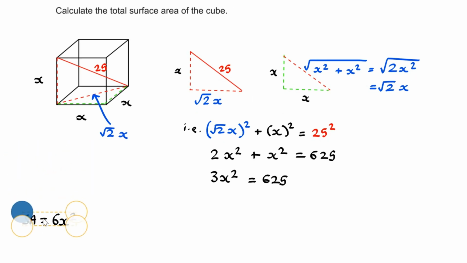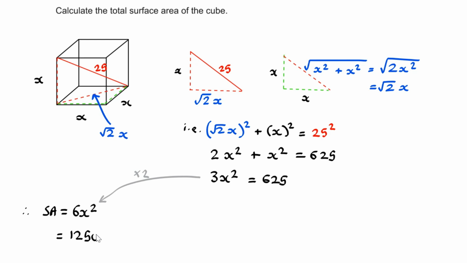And if you compare what we have here with what we have here, you can see 3x squared is equal to 625, and therefore to go from the 3x squared to the 6x squared, we times by 2, and therefore we've got 625 times 2, which is 1250. We know what 3x squared is and we're finding out what 6x squared is, so we times by 2 to get this value, and therefore the surface area is equal to 1250 centimeters squared.